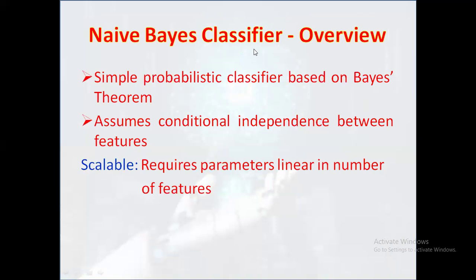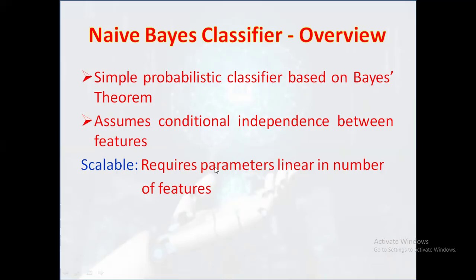Next slide, we'll see the overview of the naive Bayes classifier. The naive Bayes classifier is a simple machine learning model that uses the Bayes theorem to predict class membership probabilities. It is widely used due to its conceptual simplicity and efficient training process. It makes a simplifying assumption that all features in the dataset are conditionally independent given the class label. This naive assumption rarely holds in real data, but the model still performs well in practice.